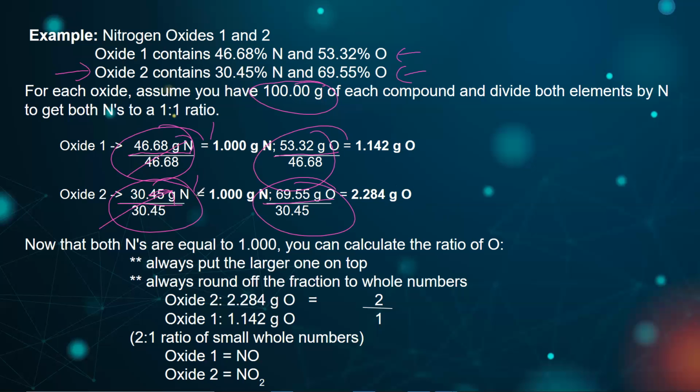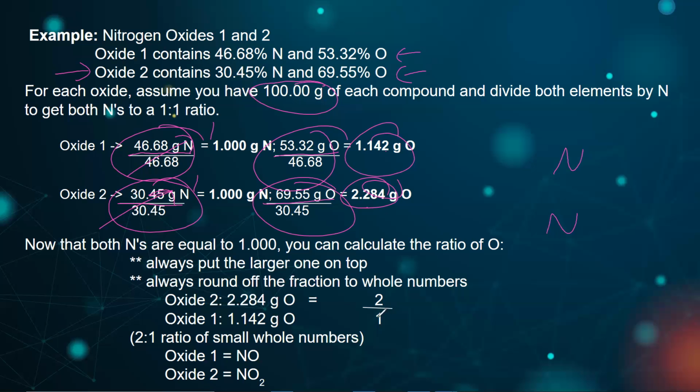Both nitrogens are the same, right? So in each compound, we know that there's going to be one nitrogen. But with the oxygens, it's going to be a little bit different because our numbers for oxygen are different. You are going to take the bigger one, in this case this number, and put it on top, and take the smaller one, that number, and put it on bottom, and you are going to reduce it down to a whole number ratio. In this case, 2 to 1. Both of those numbers cleanly round to 2 and 1 respectively.